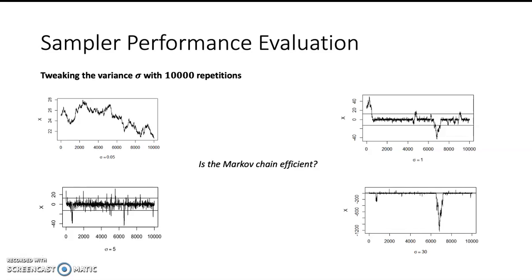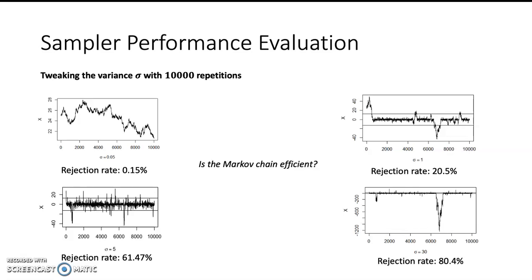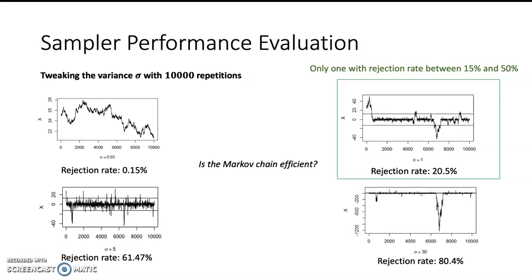By checking the efficiency, we decided to output the rejection rate of the Markov chains, and the rejection rates are calculated by the number of cases rejected by the accept and reject algorithm inside of the Metropolis-Hastings sampler divided by the total cases. And we can see that the only one satisfying the rejection rate between the interval 15% and 50% is the outcome with sigma equal to 1, which means that the only proposal distribution we're using, the normal distribution, in order to produce the Cauchy distribution has sigma equal to 1.